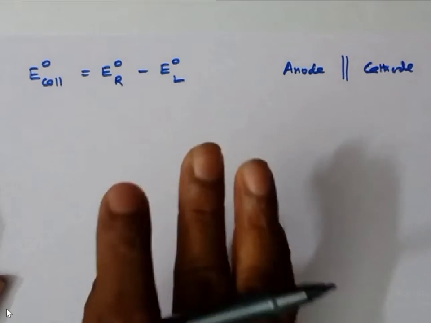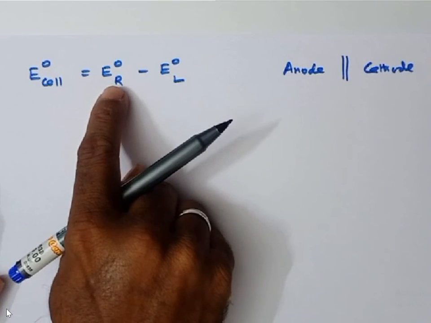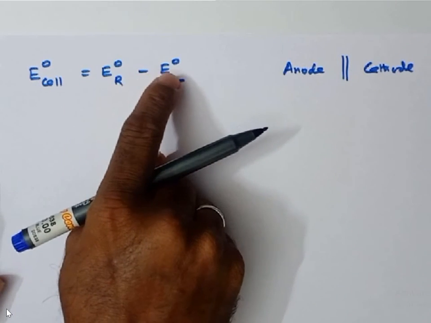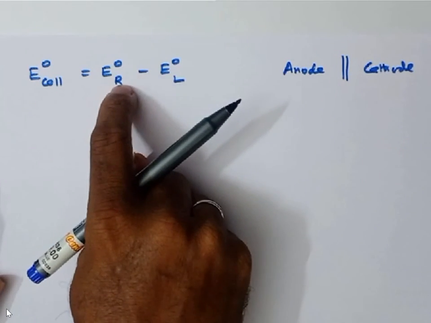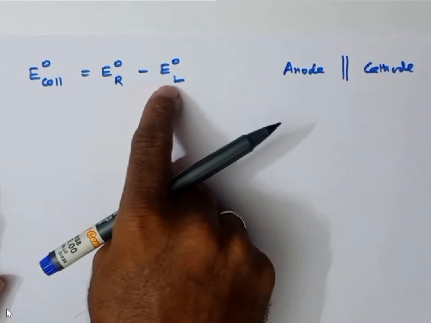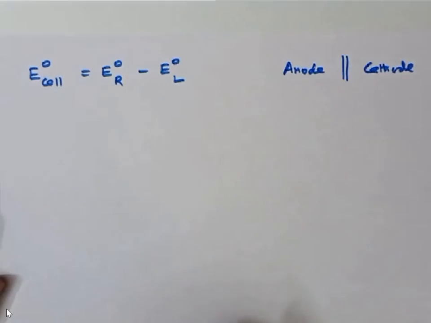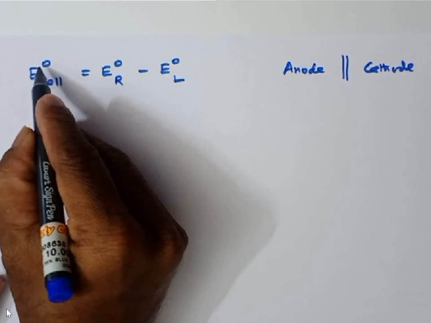I have told you we always use reduction potentials. So the standard reduction potential of the cathode minus the standard reduction potential of the anode, we write simply as E0R minus E0L. That difference between the two potentials is nothing but the standard cell potential. And I have told you this naught symbol indicates standard.